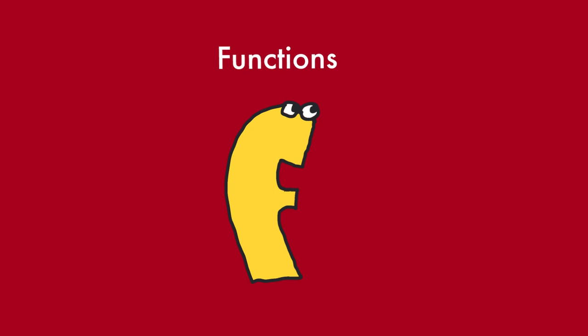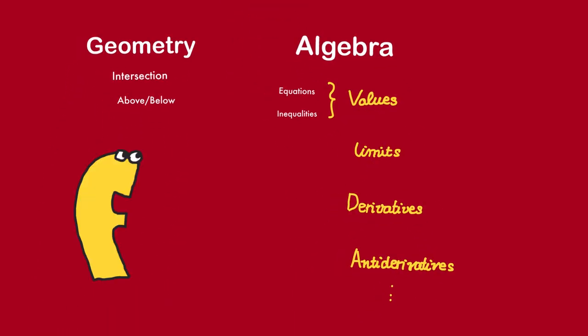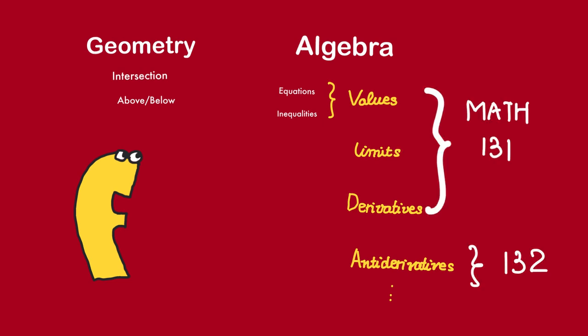Say you meet a very cute function at a party. What kind of questions can you ask? Well, that really depends on your vocabulary. At the high school level, you can say things about the values of the function. After this course, you'll also be able to talk about limits, derivatives, and antiderivatives, and so on.